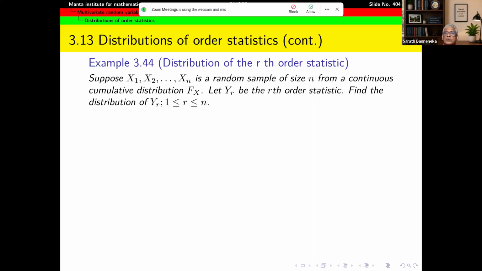Okay, so those two are easy because we can write down the required event easily in terms of X1 up to Xn. We were able to write it down easily. Now let us look at the distribution of the rth order statistic, where r can be any integer value from 1 to n. Suppose X1 up to Xn is a random sample of size n from a continuous cumulative distribution function F_X. Let Yr be the rth order statistic. Find the distribution of Yr.